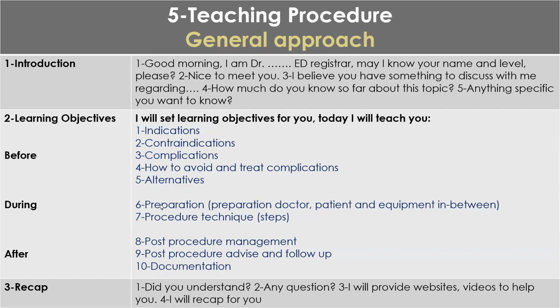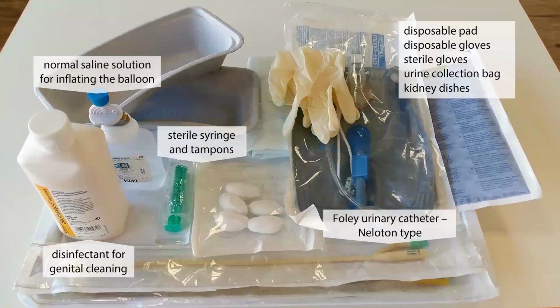Preparation: at least one doctor, one nurse, wash hands, PPE. In any equipment, guys, you should check the expiration date. In previous stations, in any equipment, once you reach the point of equipment, it is mandatory to say check expiration date. So equipment: you have iodine, normal saline, syringe, cotton, gloves, and the Foley catheter.